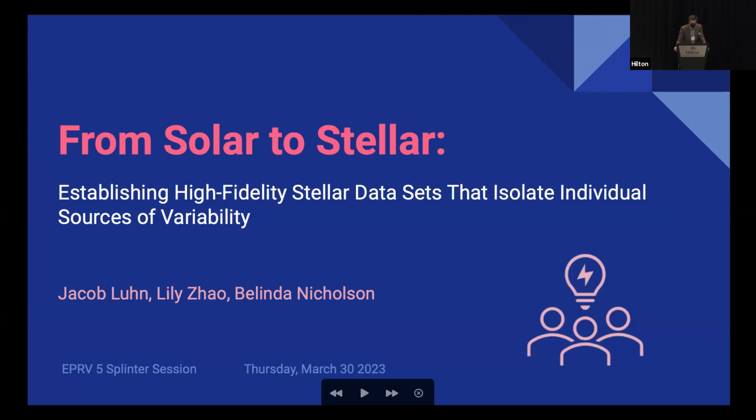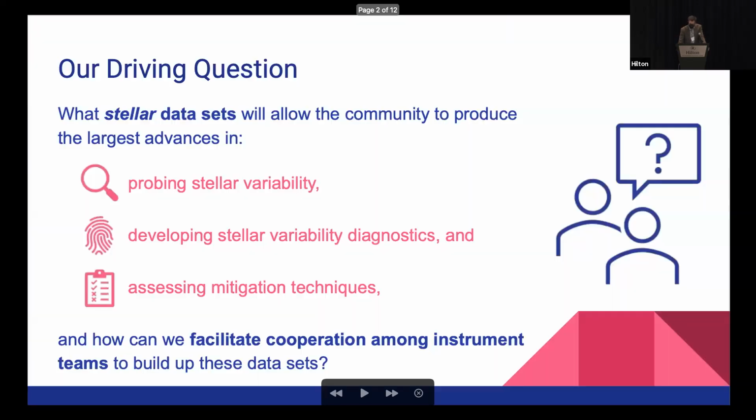Okay, yes. So we had a Splinter session with co-organizers Lily and Belinda here. And just for people who weren't there, the driving question for this Splinter session was what stellar data sets will allow the community to produce the largest advances in probing stellar variability, developing diagnostics, and assessing mitigation techniques. And then how can we facilitate cooperation among instrument teams, which is why we were doing this here.